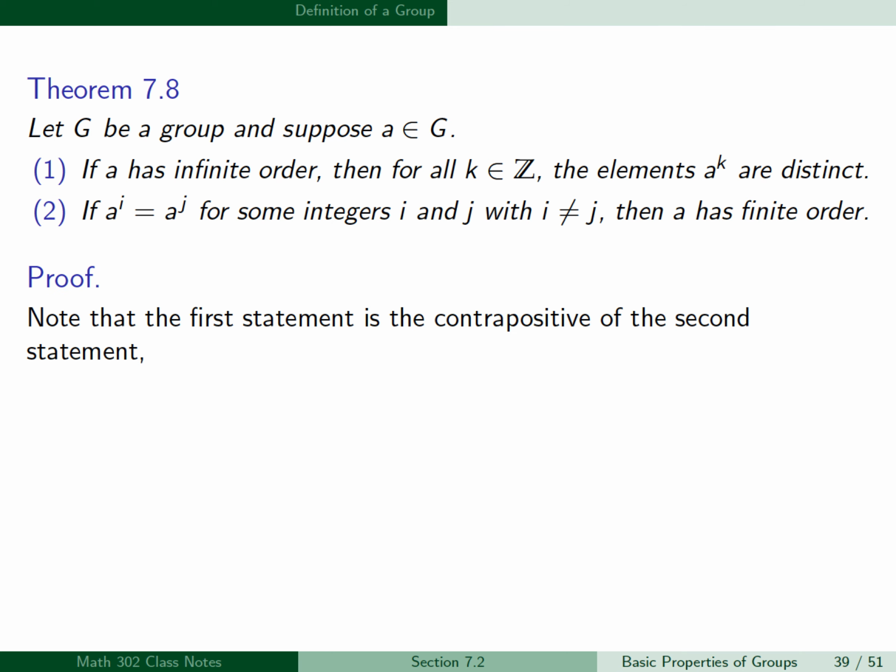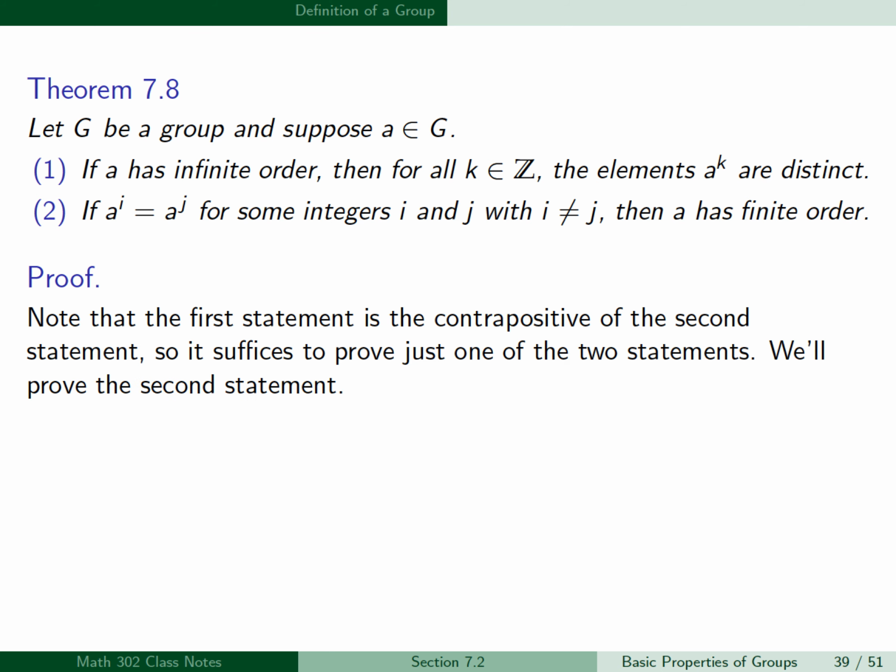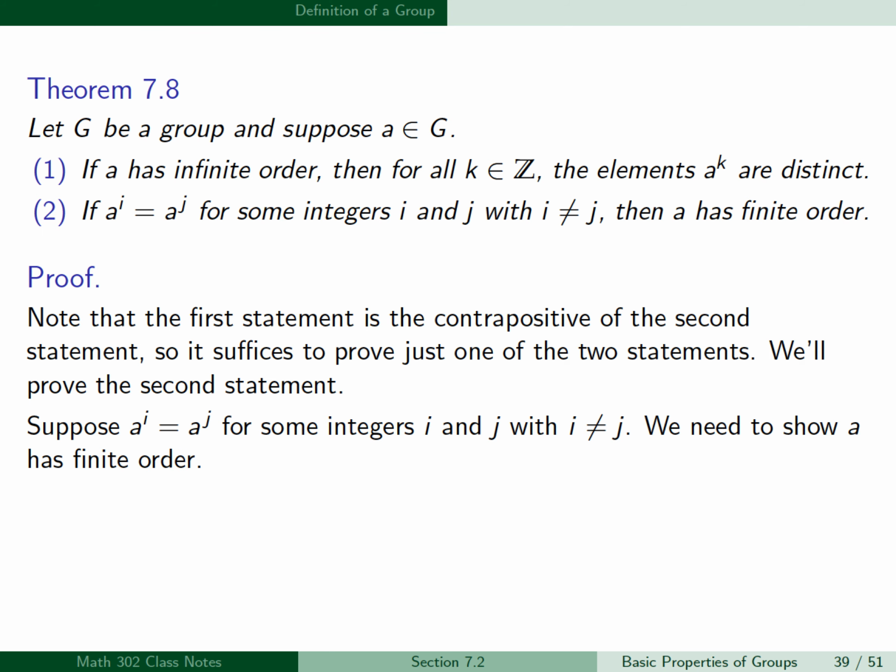Now, note that the first statement is actually the contrapositive of the second statement. So it suffices to prove just one of the two statements in the theorem. So we'll prove the second statement. So we'll suppose that a to the i is equal to a to the j for some integers i and j with i not equal to j, and we need to show that a has finite order.